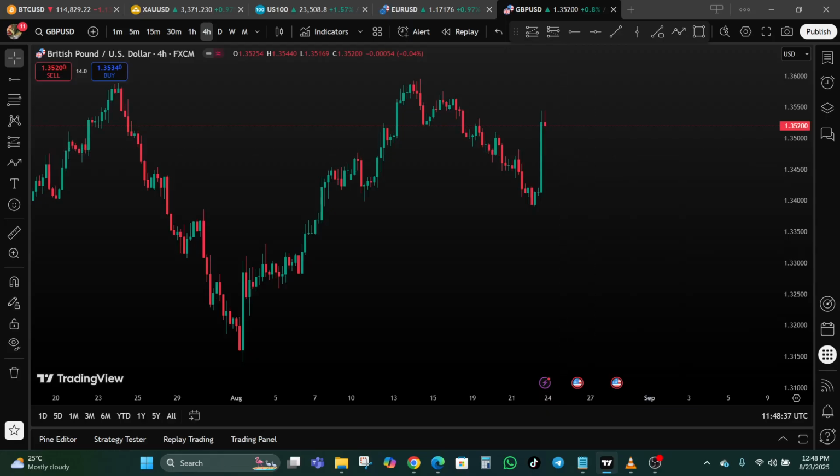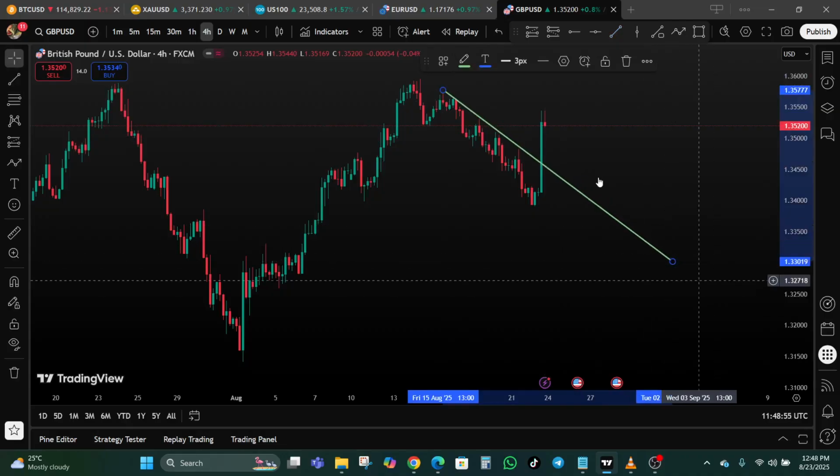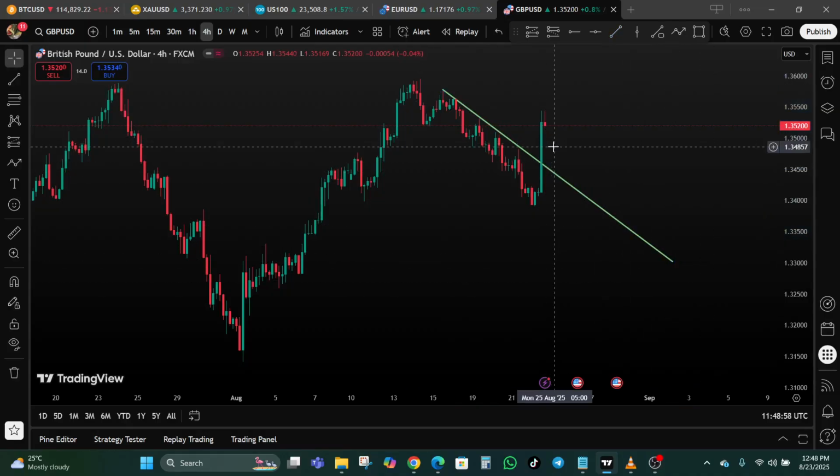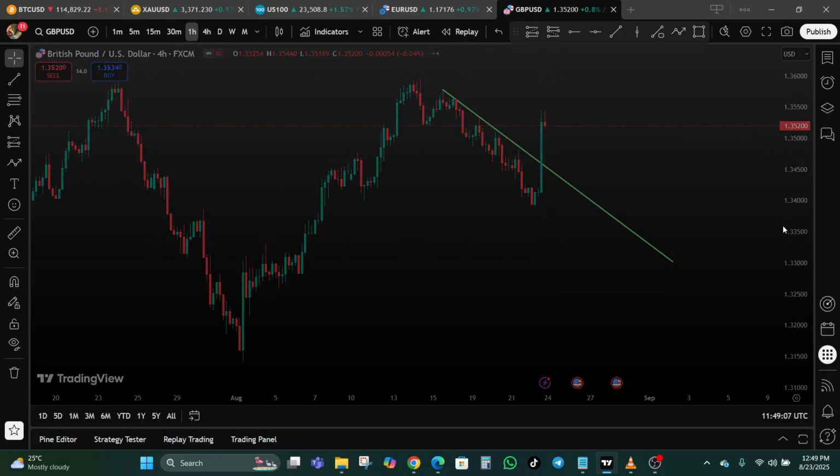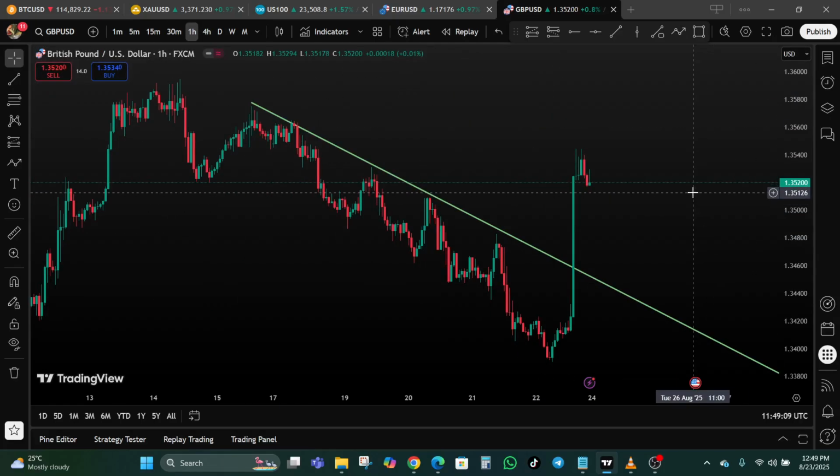Now let us talk about how to identify high probability mitigation blocks. These usually form after impulsive moves, when price suddenly breaks structure with momentum, like what we can see happen around here. When price breaks structure with momentum, you have to look closely at the candles that caused these moves. Let's go to a lower time frame for this.